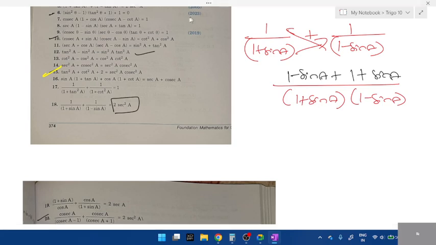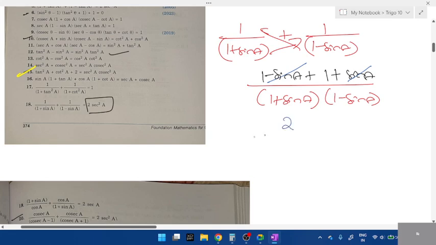Which one gets cancelled? 1 plus 1 is 2, but on the right hand side we got 2. How do you get sec square? So what is sec square? 1 divided by cos square. So the denominator we need is cos square, but we have sine. How does it look like? Sine.